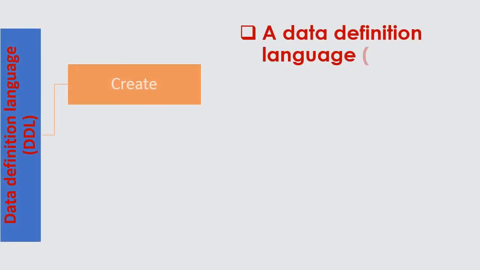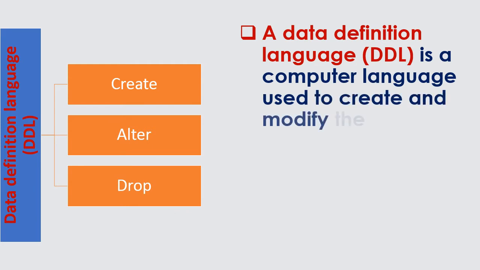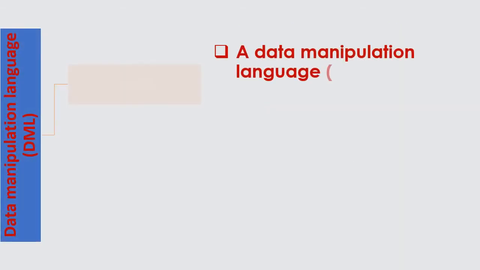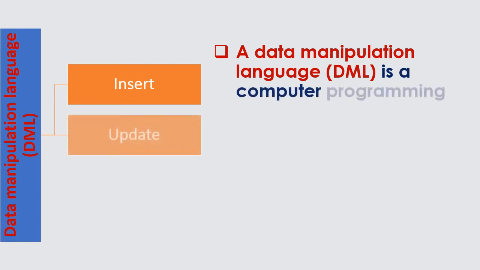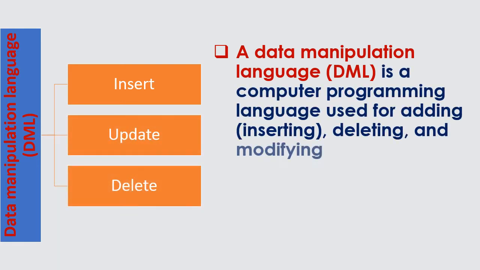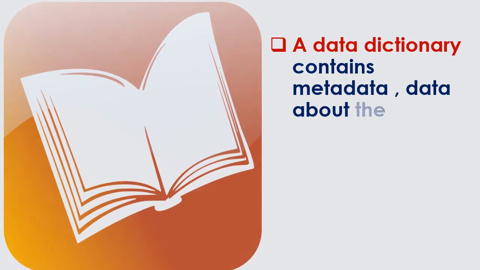A data definition language is a computer language used to create and modify the structure of database objects in the database. A data manipulation language is a computer programming language used for adding, deleting, and modifying data in a database. A data dictionary contains metadata, data about the database.